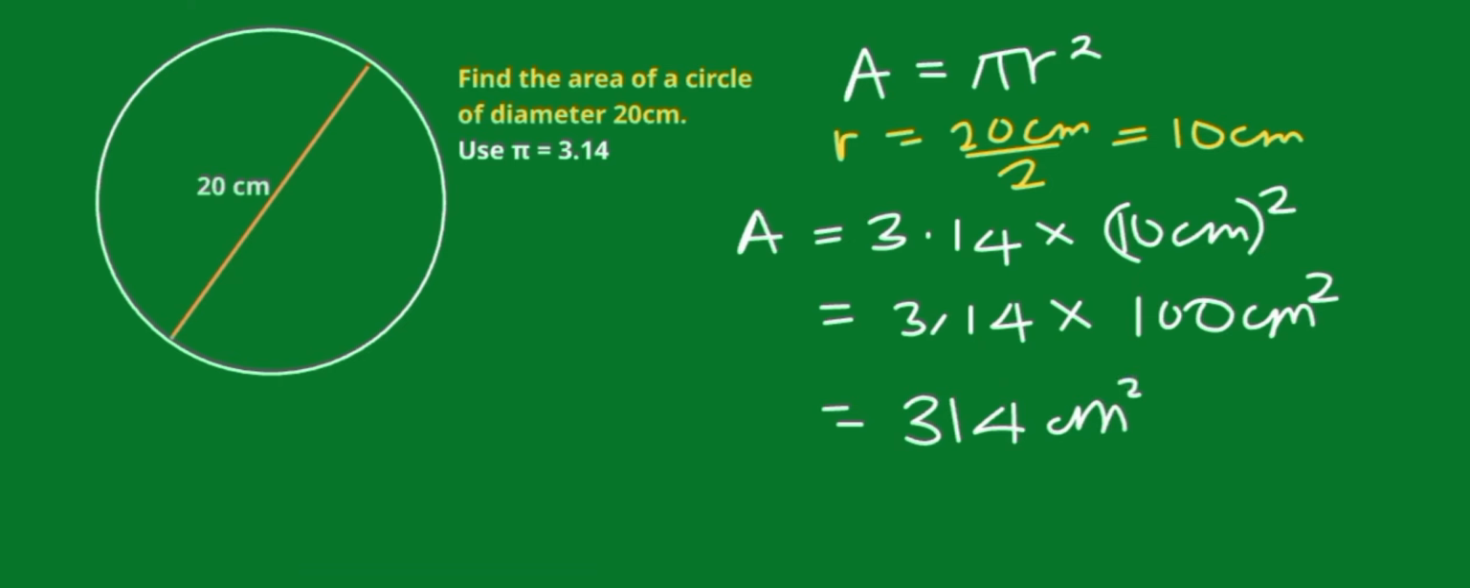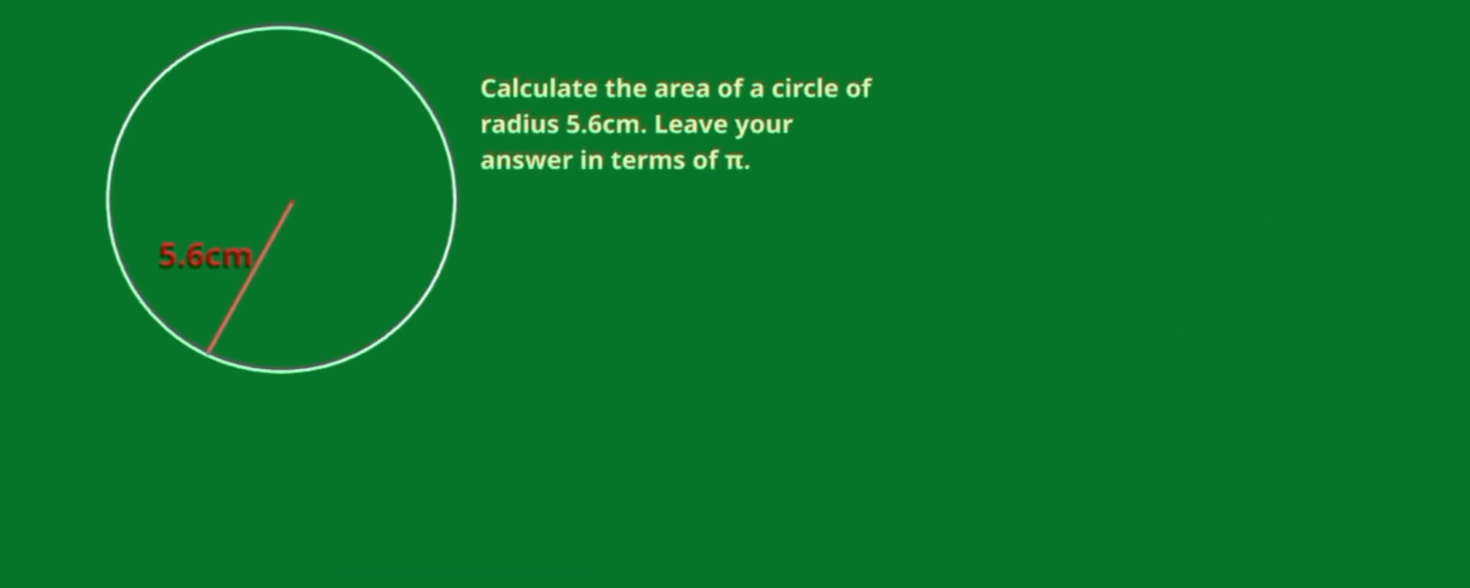Don't forget the main point here. When calculating the area of a circle and you're given the diameter, remember to divide it by 2 in order to get the radius. This is one common mistake that some students make when calculating the area of a circle given the diameter. Sometimes we can be asked to find the area of a circle in terms of pi, that is without using any numeric value for pi.